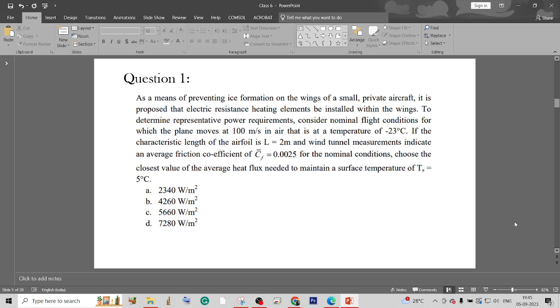Yes, you can back calculate that. You can use Reynolds analogy here, like this one. Let me show you.